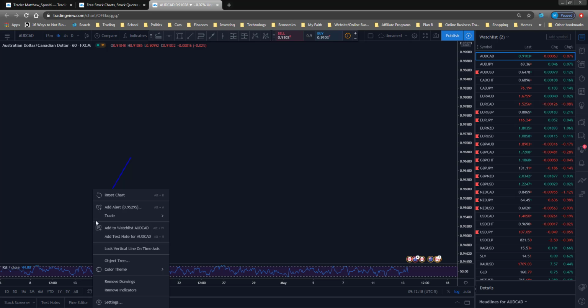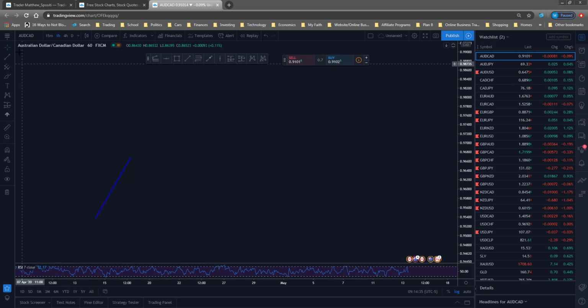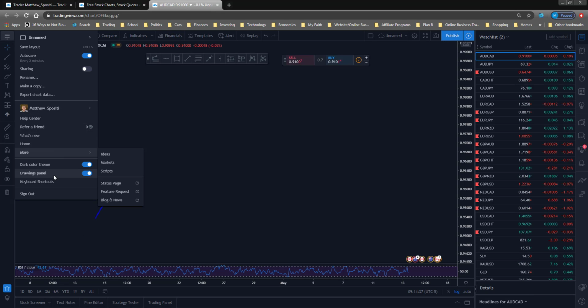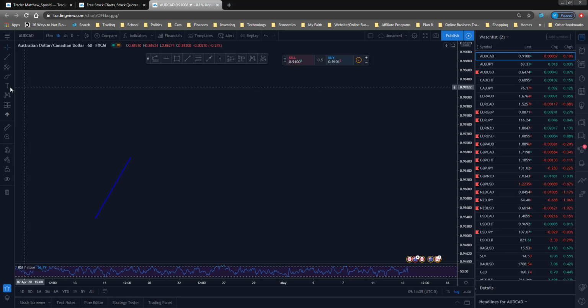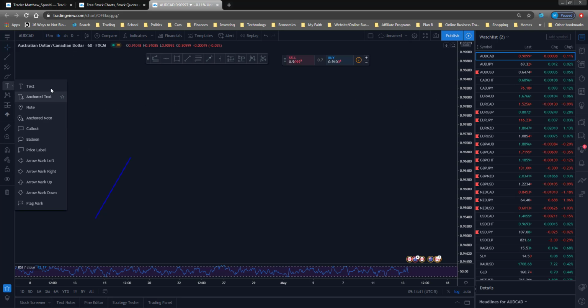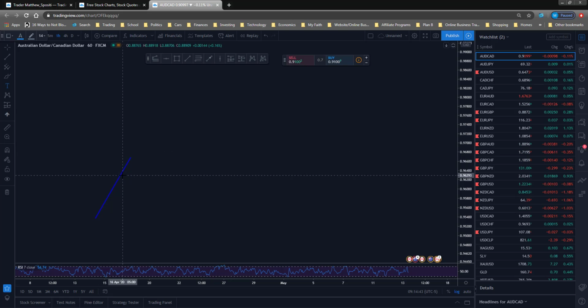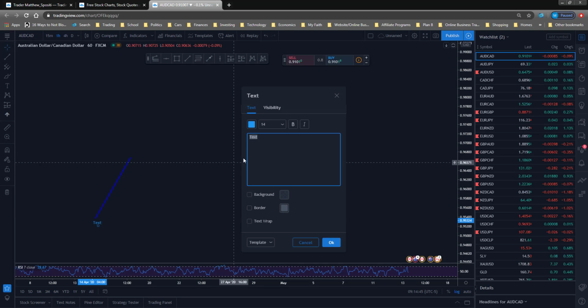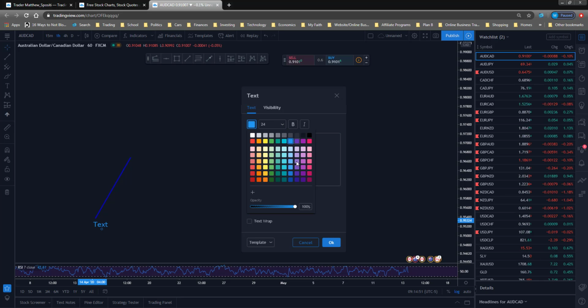Let's see here. Okay, I figured it out. For some reason, I didn't have the drawing panel on. I had it off. I guess I never really used it before. Okay, we are going to go ahead and add a text. Let's bring this up to 24. I want to do dark blue. Okay, light blue. I guess it doesn't really matter.